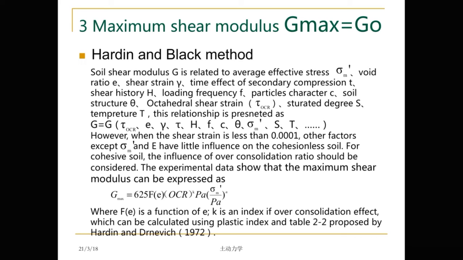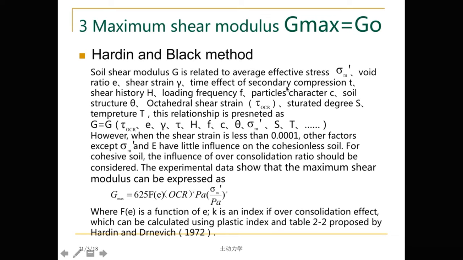Let's see Hardin and Black's method. Soil modulus G is related to average effective stress sigma m prime, void ratio e, shear strain gamma, the time effects of secondary compression T, shear history H, loading frequency F, particle character C, the soil structure theta, octahedral shear strain, saturation degree S, and temperature T. This relationship is presented as G, shear modulus, being a function of all these factors.